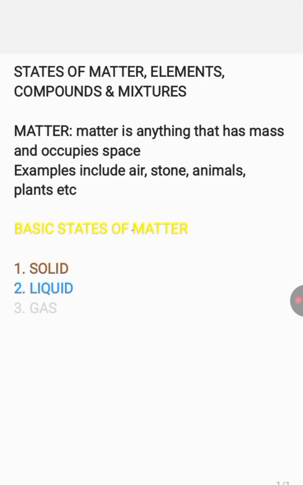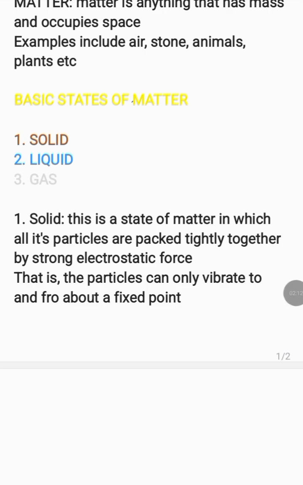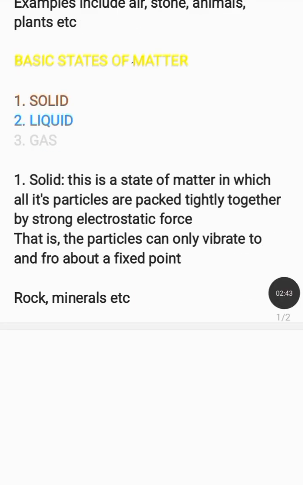Now, for their description. Solid. This is a state of matter in which all its particles are packed tightly together by strong electrostatic force. That is, the particles can only vibrate to and fro about a fixed point. In this state of matter, the particles cannot flow, but only vibrate to and fro about a fixed point. Examples include rocks, minerals, and so on. These are examples of solid states of matter.